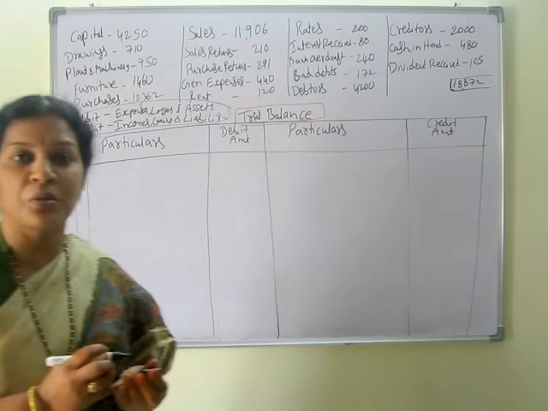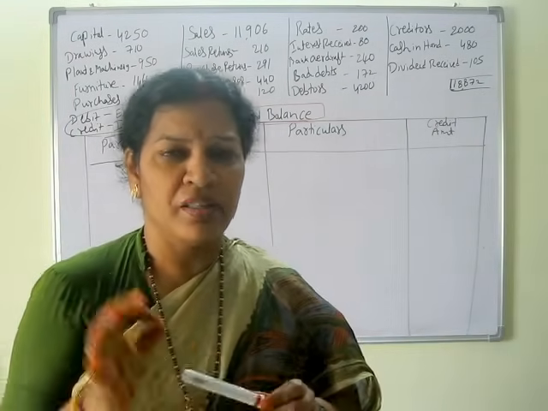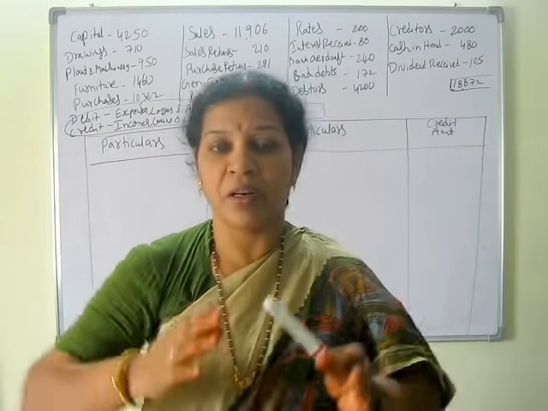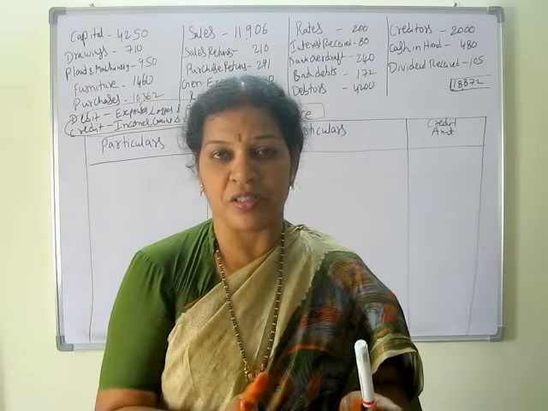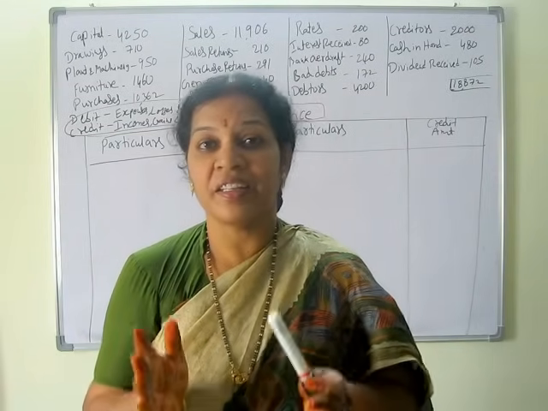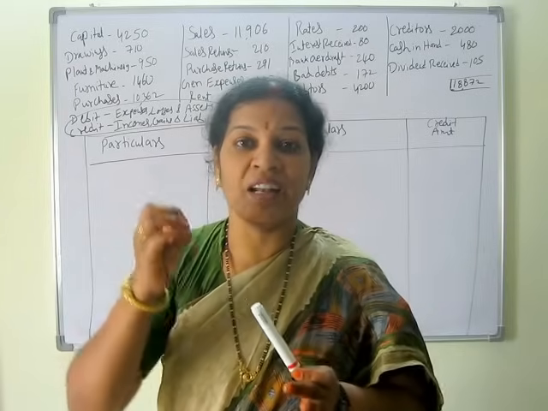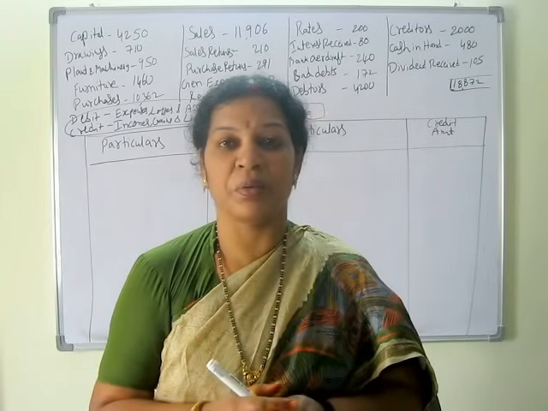Based on this rule we'll prepare the trial balance. Remember, simple rule. Debit side, what do we write? All expenses and losses, assets. Credit side, incomes, gains and liabilities. On this basis we can prepare.